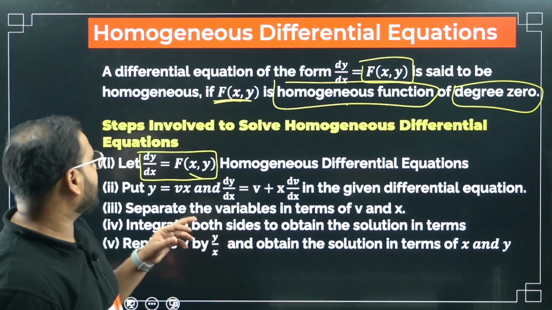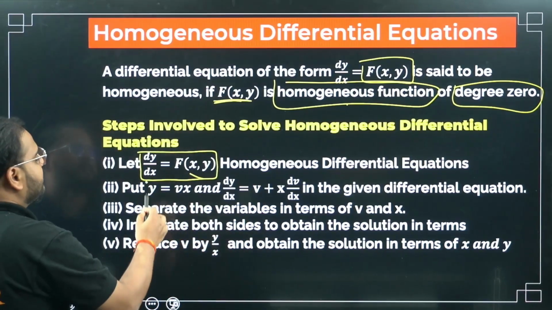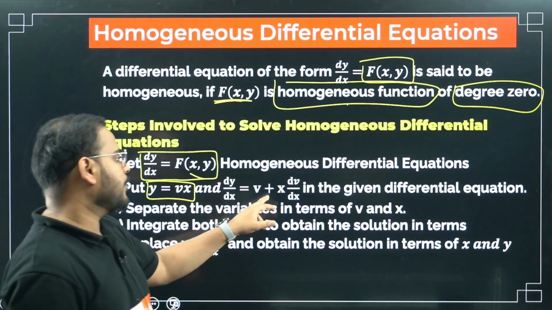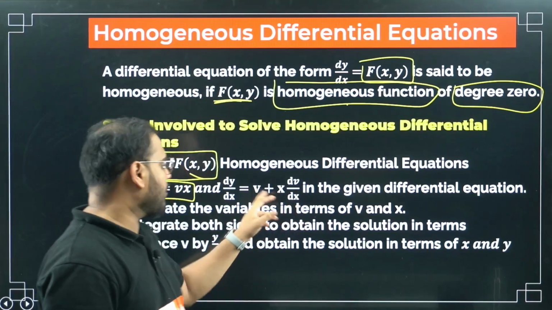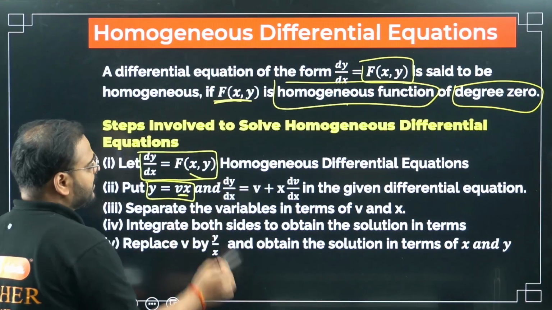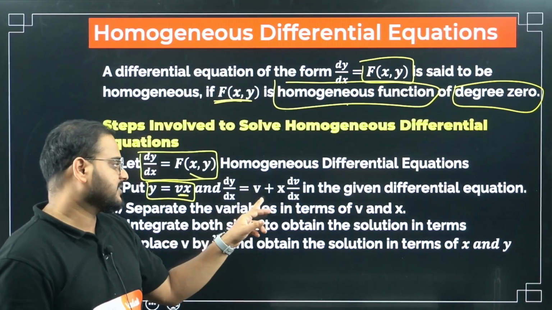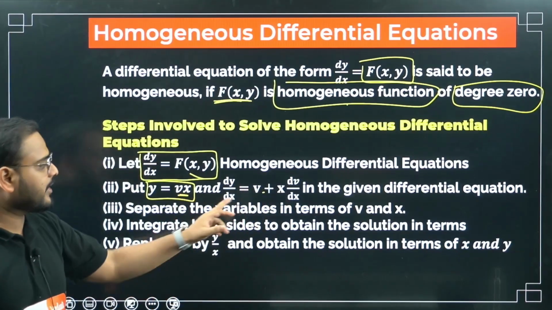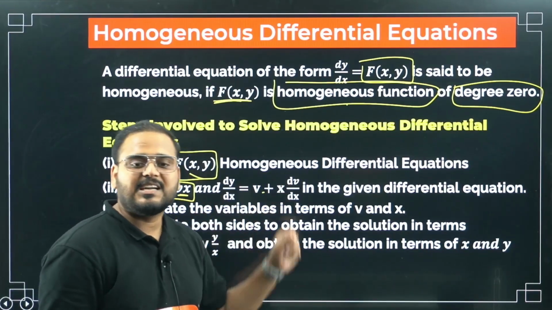Next, assume y to be a variable with the help of vx. Now differentiate y to get v plus x dv by dx. How come this is true, sir? Applying product rule in vx will give me v as it is, and x will be kept. For x you do the differentiation, you get 1, and x you keep as it is, dv by dx you get.